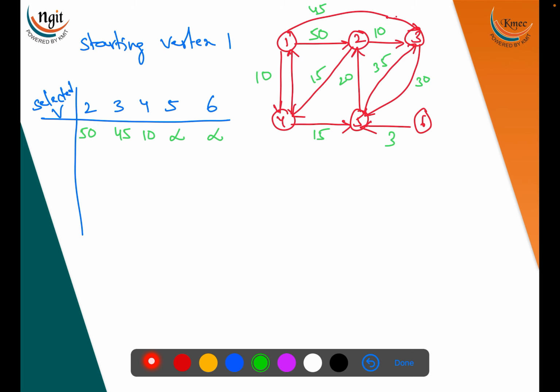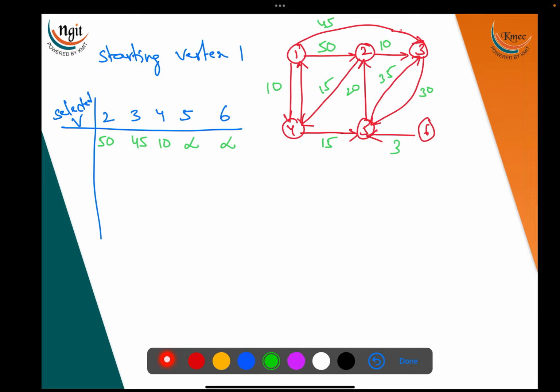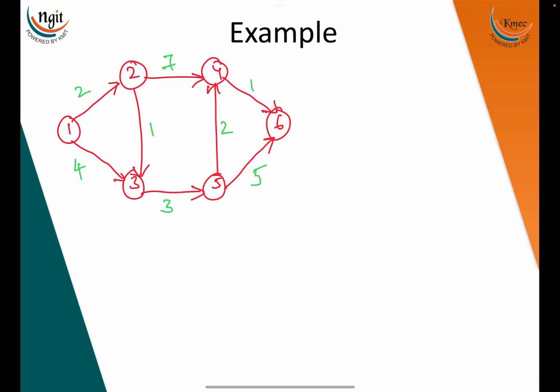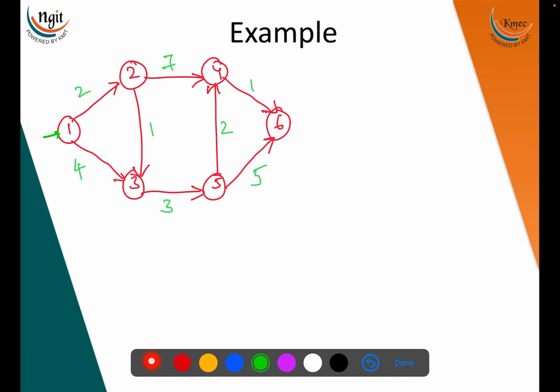Now we'll see some example. We'll see the previous example also. Now look at this. I'm at the starting vertex, which is 1. Assume that the starting vertex is 1. When I am at 1, how many paths do I have? 1 to 2 I can travel, 1 to 3 I can travel. Among these two edges, which is the shortest path? 1 to 2 is the shortest path.